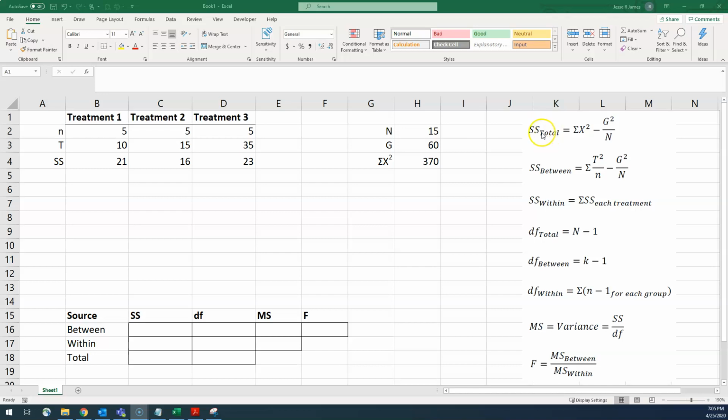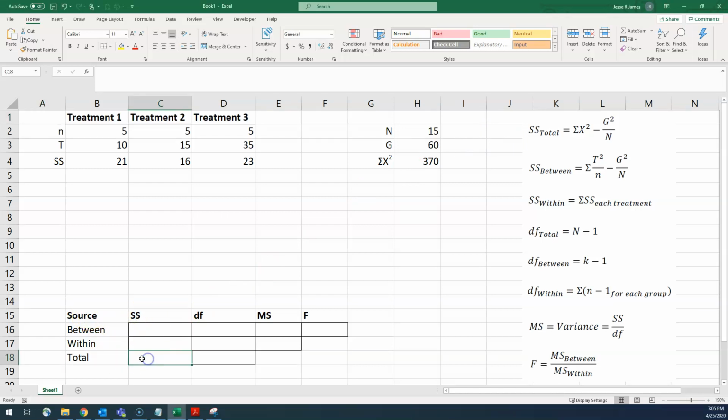So I've pasted all of the ANOVA formulas here into the Excel spreadsheet, and we're just going to walk through them one by one. So the sum of squares total is equal to the sum of all the x squareds, which was given in the problem, minus the G squared, G is given there, divided by N, the total N is 15.